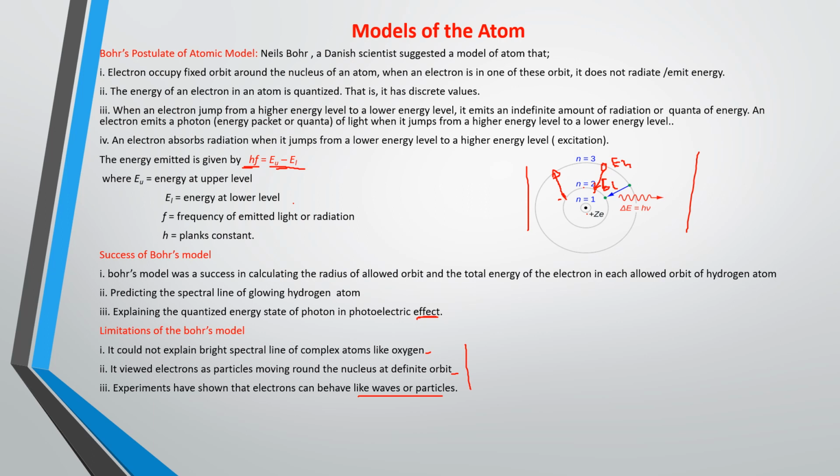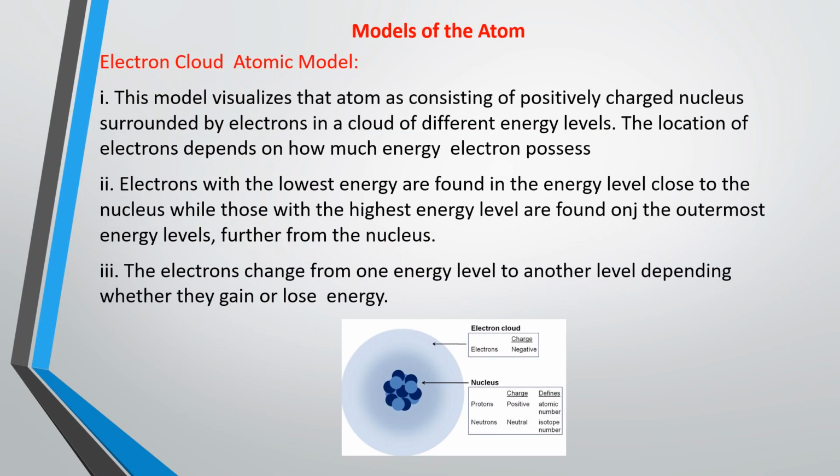So let's look at another model of the atom. This is the electron cloud atomic model. I think this should be the last model that we're going to look at. This model visualizes that an atom consists of a positively charged nucleus surrounded by electrons in a cloud of different energy levels. So this is the electron cloud, of different energy levels surrounding the nucleus.